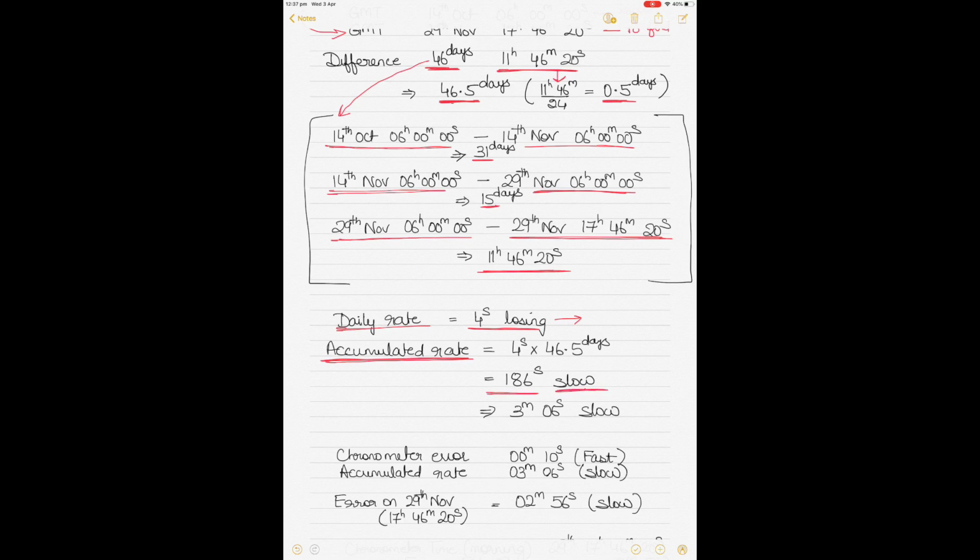Why? Because I'm losing, so the clock is going to become slower, right? If I lose time, right now the chronometer is fast, but I'm losing 4 seconds every day, so that means the chronometer is going to now become slower. 186 seconds is also equal to 3 minutes and 0 seconds divided by 60. So 1 minute is 60 seconds, so 186 seconds will be 3 minutes and 06 seconds, and then again it is slow.